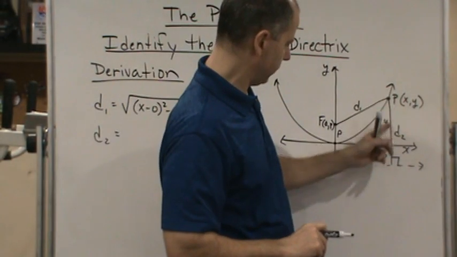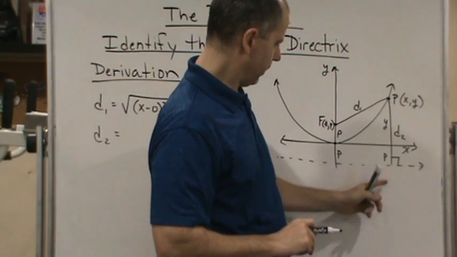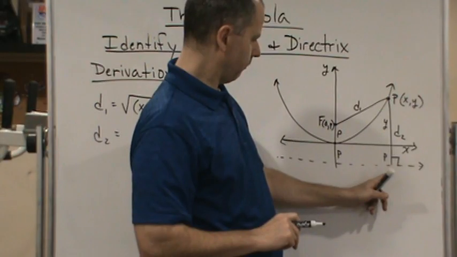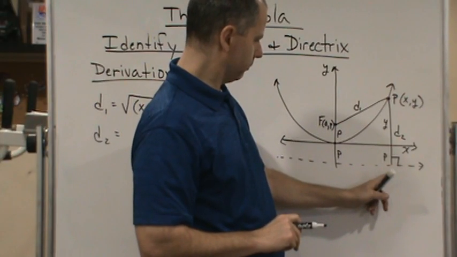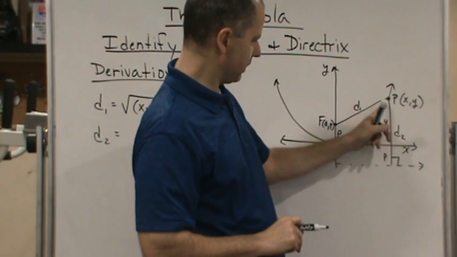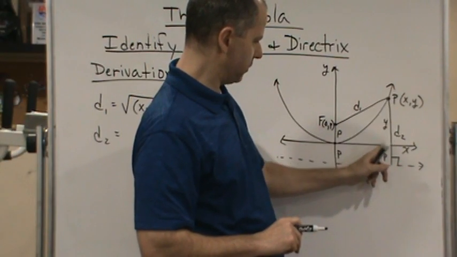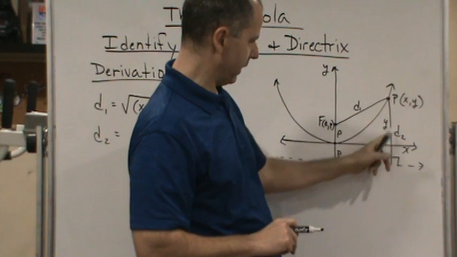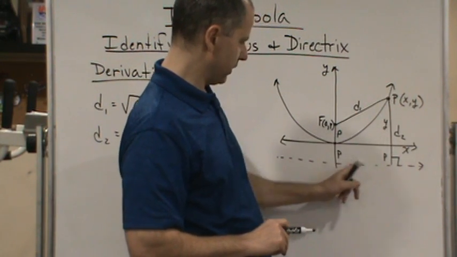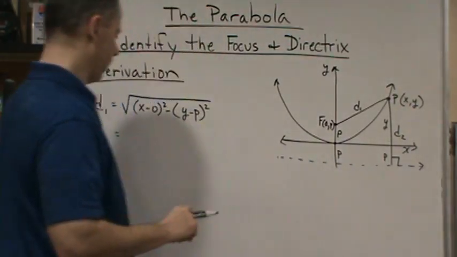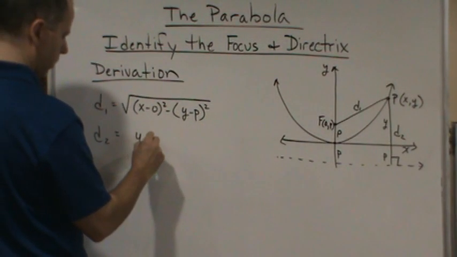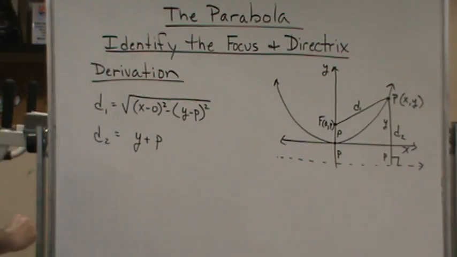Distance 2 is easy because it's perpendicular. So it's the perpendicular distance here to the directrix. We could just use the distance from the point P to the x-axis. We know that's just y. And then the distance from the x-axis to the directrix, as we know, is p. So this is just going to be y plus p.